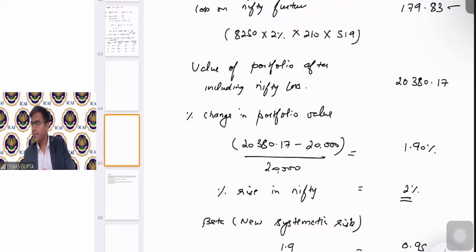So students, I hope this is clear. I think there is one query from Tanisha. If we would have done 8250 into 2.8 into 210 into 519, since this way we would have considered the beta value as well. Please correct me. Yes. So Tanisha, I'll tell you.